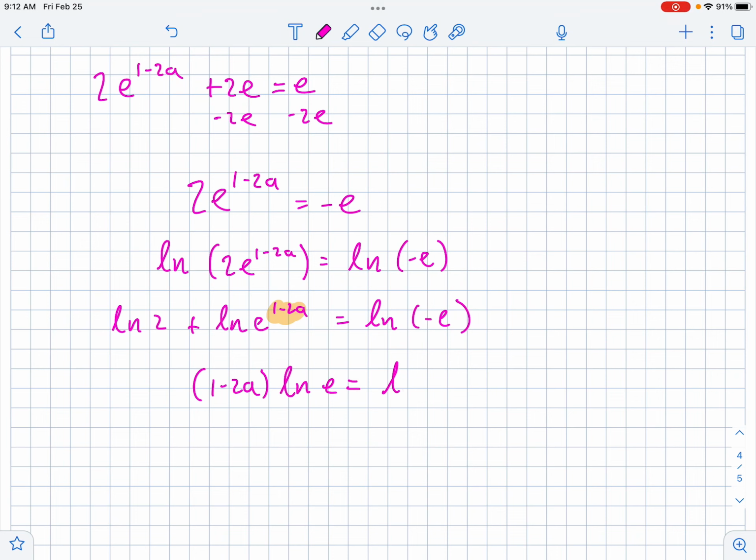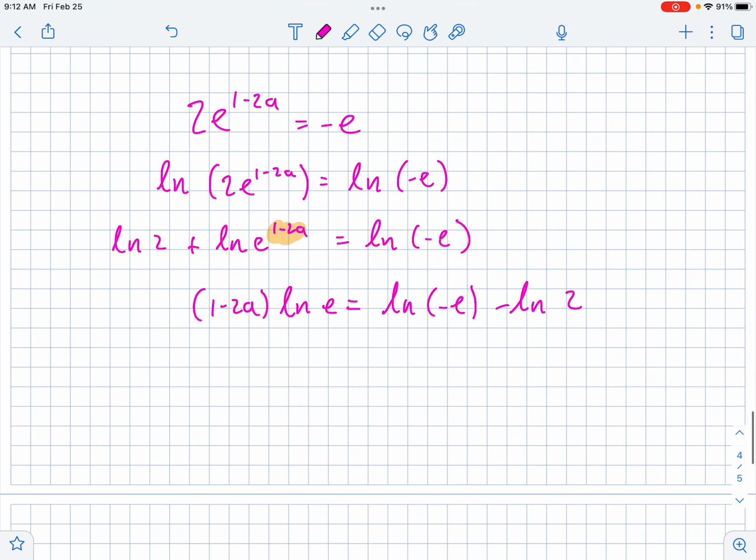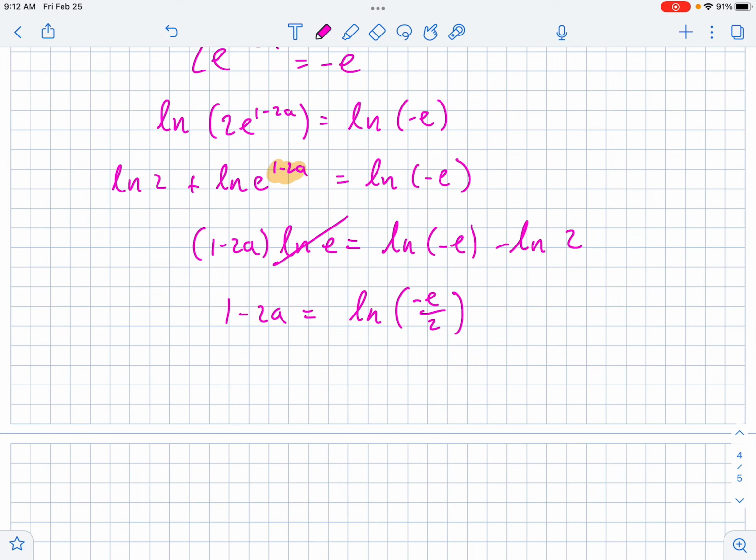Natural log of e, that part comes out in front. We get natural log of negative e minus natural log of 2. Then this goes away, it's just 1. So we get 1 minus 2a is equal to, gosh, I could smush those two logs together just for fun, ln of negative e over 2. And then we'll add 1 and divide by negative 2. So a equals natural log of negative e over 2, plus 1, all divided by negative 2.